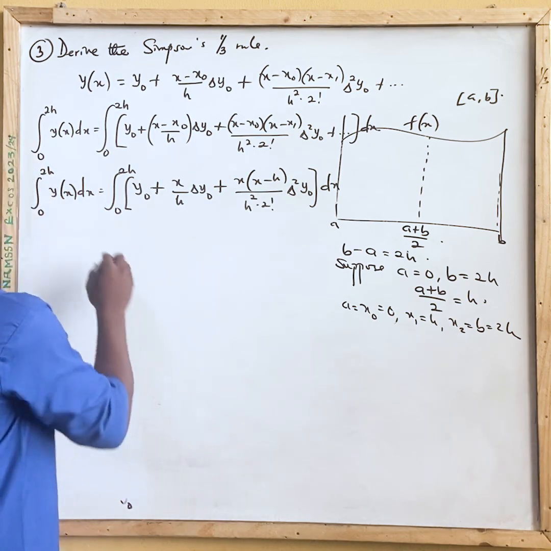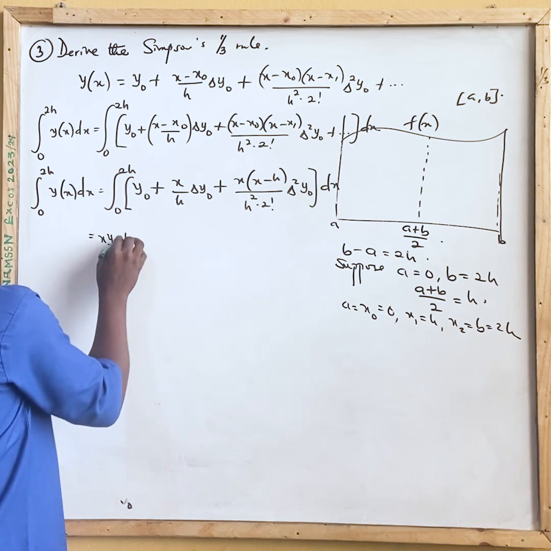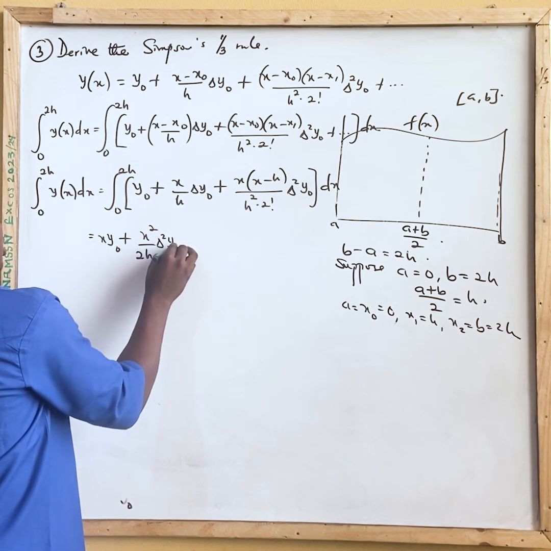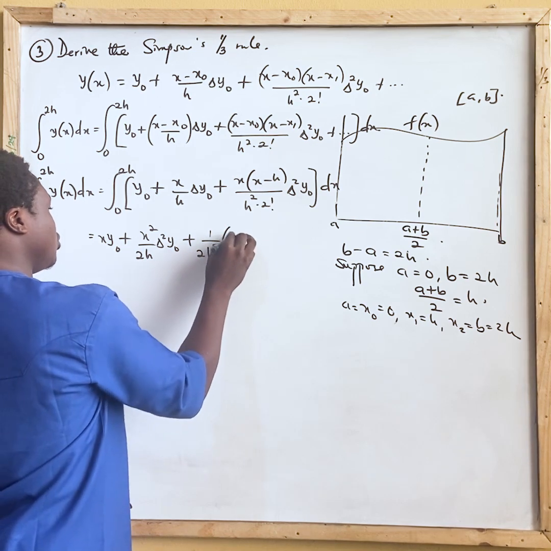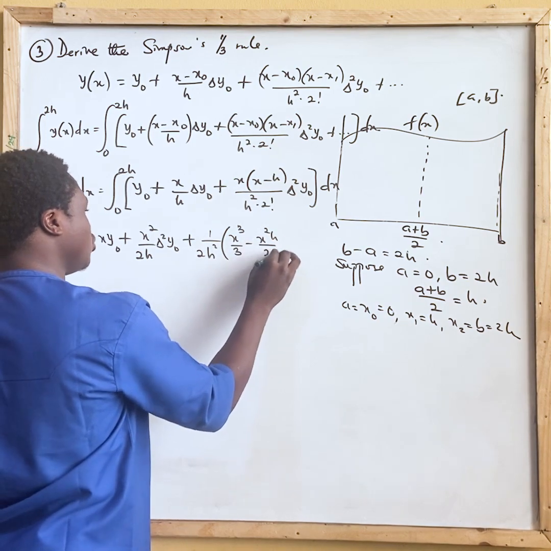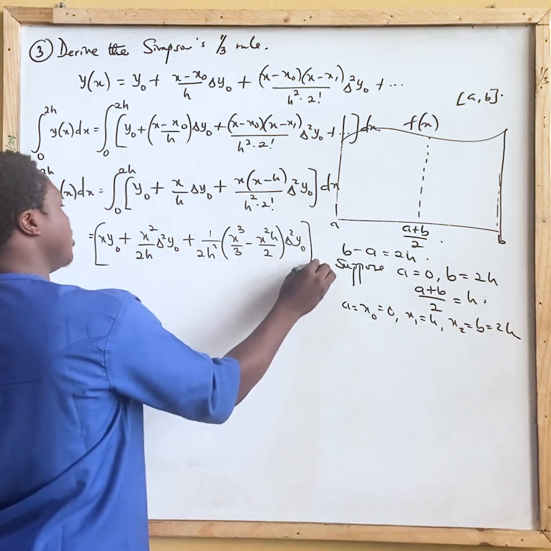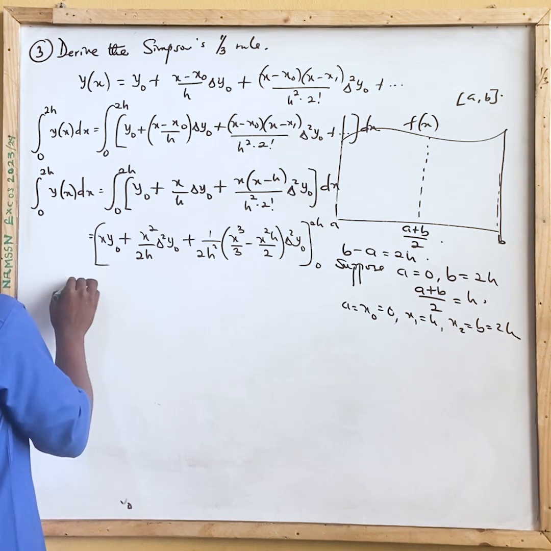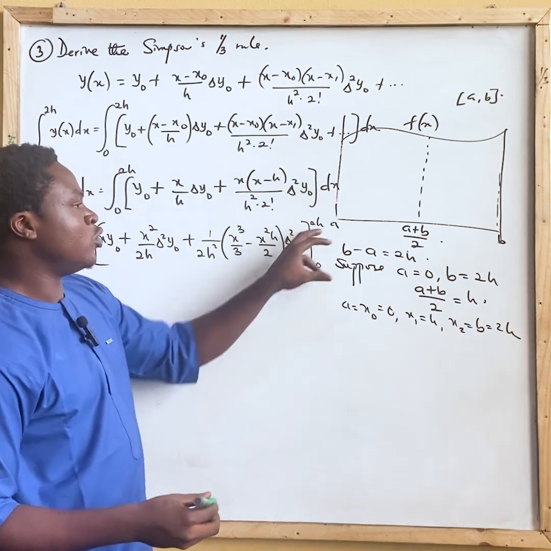So if we integrate this, I have our result to be x y naught plus x square over 2h forward y naught plus 1 over 2h square into (x cube over 3 minus x square h over 2) forward square y naught, and I have everything going from 0 to 2h. So putting the bounds, we get our x is 2h. Of course, at the point where I put 0, everything will be 0.